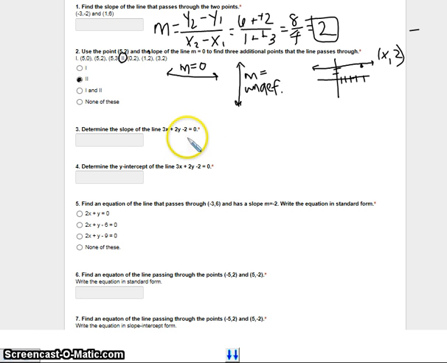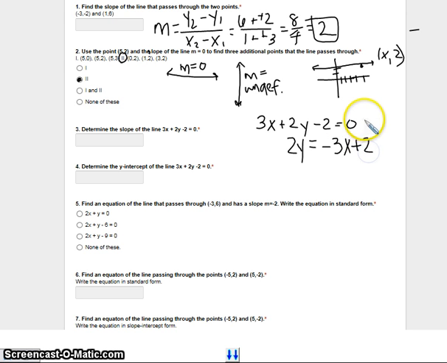Determine the slope of this line. So I am going to need to solve it for y. I'm going to come over here so I have just a little bit more space. I want my y by itself, so I'm going to move everything else to the right side. Notice that this was originally in standard form, and I'm shooting for slope-intercept form because it just makes it so I can quickly see my slope and then my y-intercept for number 4.